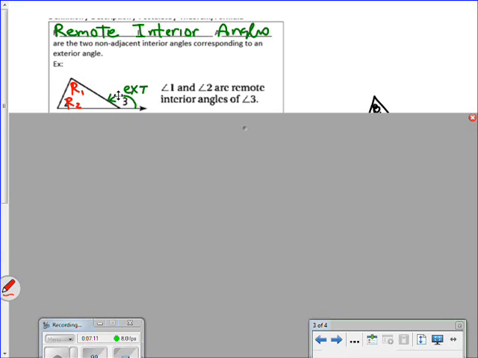Okay? Now, let me draw a picture over here to the left, or to the right, and put me on pause, and you identify by putting R1 and R2 in there, what are the two remote interior angles that go with that exterior angle?